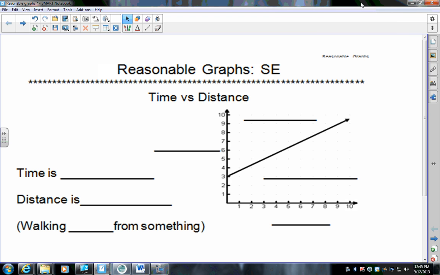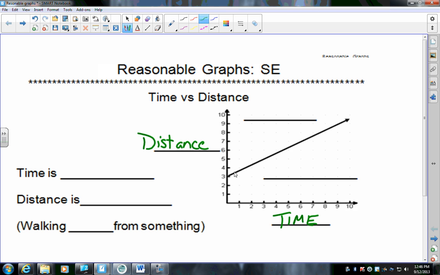Okay, we're going to look at reasonable graphs, trying to figure out what the lines mean, which way we're going, and what's happening. First off on your paper, let's go back here and look. I've got time versus distance. Time is going to go down here on the x-axis. It is my independent variable. Distance is my dependent variable, because as the time goes on, that depends what happens to my distance.